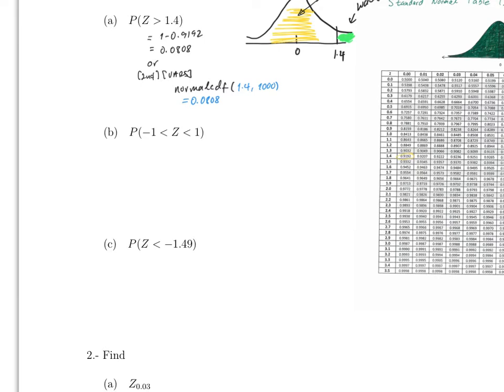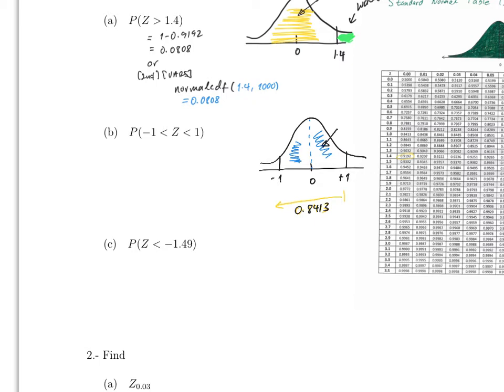Not number 2, part B. Let's do the diagram first. You have 0, and this should be +1, and this is -1. So you want these two blue areas. This is the first one, and this will be the second one. First, let's look to the table. If you look to the table it will give you 0.8413, right? Yes, on both sides, because it's symmetrical in this case.